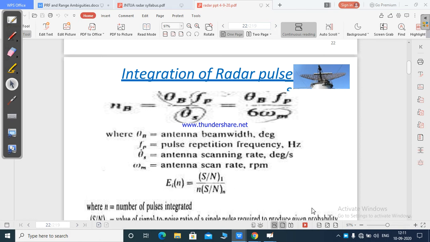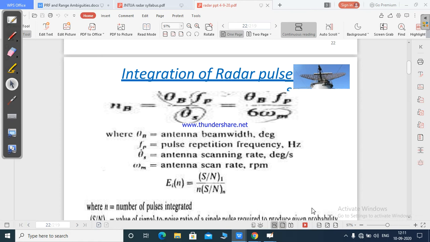Yes, today we are going to learn about integration of radar pulses. Here, the integration of radar pulses is nothing but, if a radar propagates electromagnetic waves towards the target, along with the target some unwanted targets are also present, surrounded by the original target.